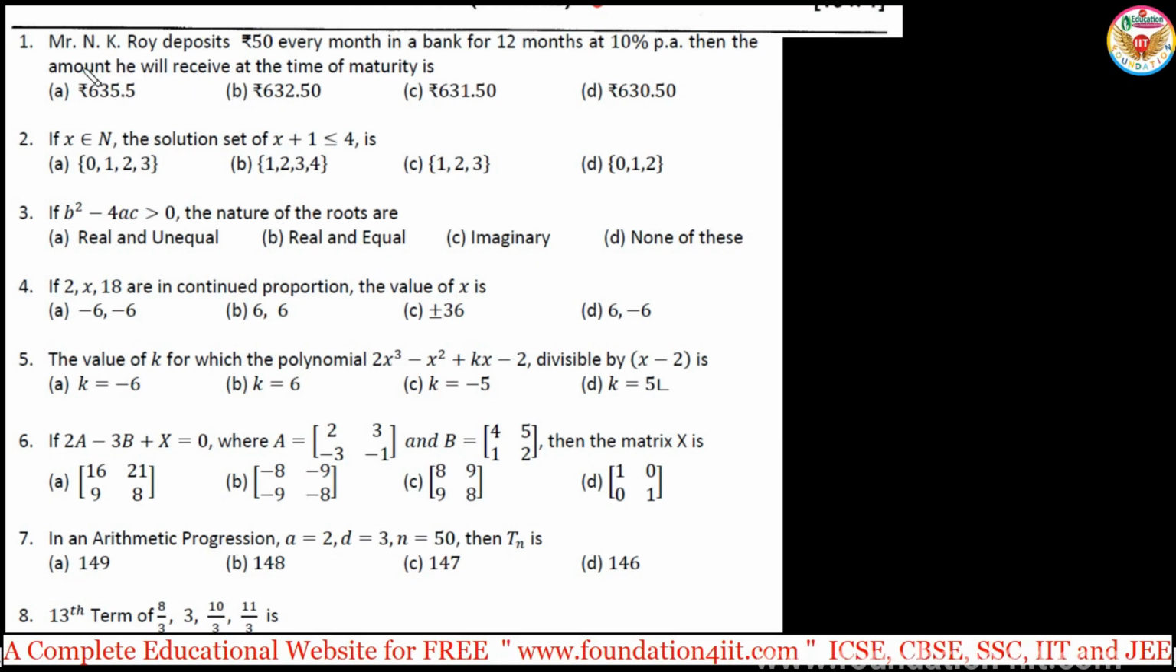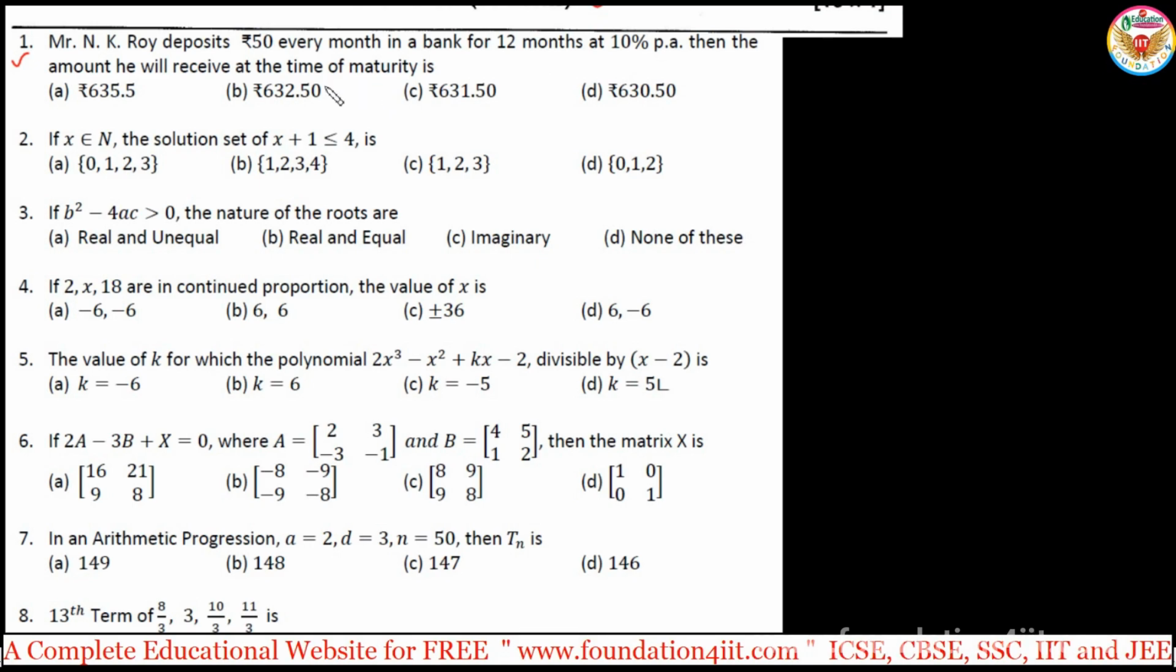Okay, let us see these problems now. Let us see how many problems are difficult, one by one. Question number 1. Mr. N.K. Roy deposits 50 rupees every month in a bank for 12 months at 10% per annum. Then the amount he will receive at the time of maturity. So we need to find out the maturity value.